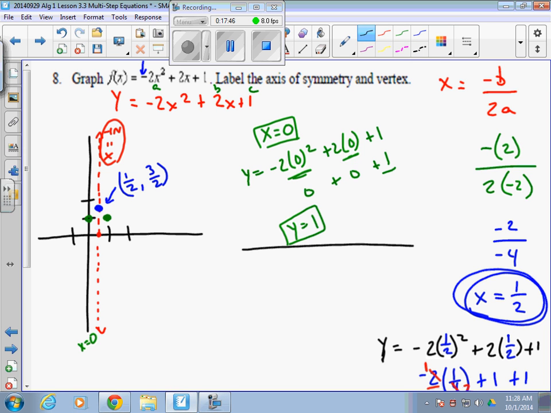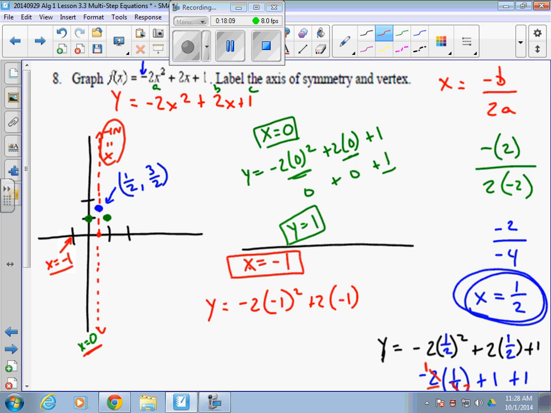So if we slide over one more time, and we call this value x equals -1, we'll use that one just like we used x equals 0 a minute ago. So x equals -1, we'll plug it into the original equation. Y equals -2 times -1 squared plus 2 times -1 plus 1.